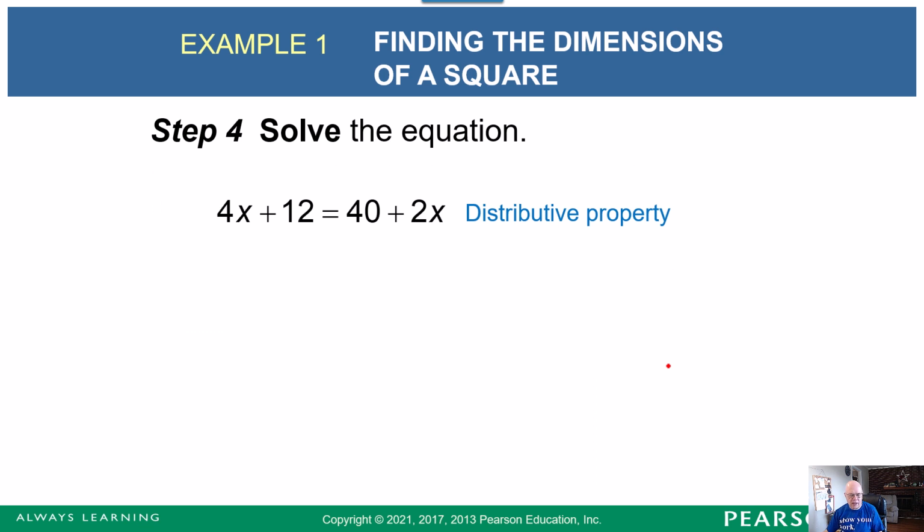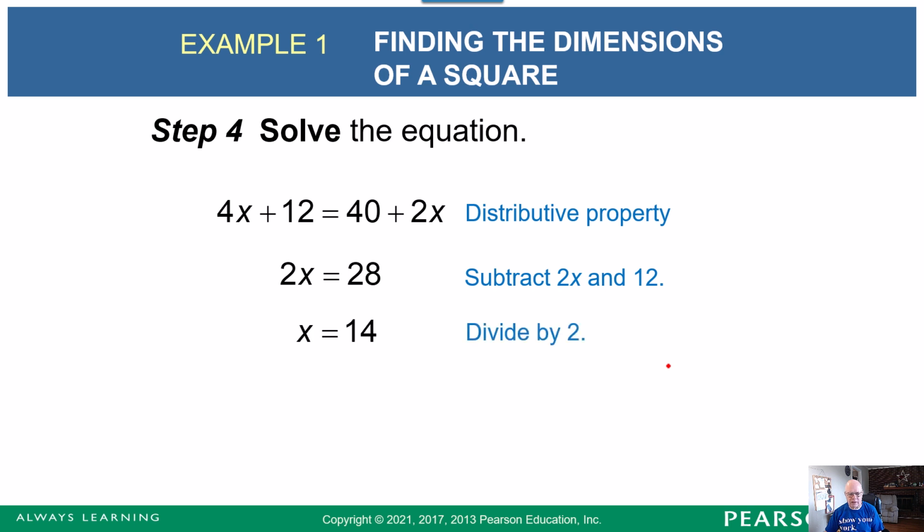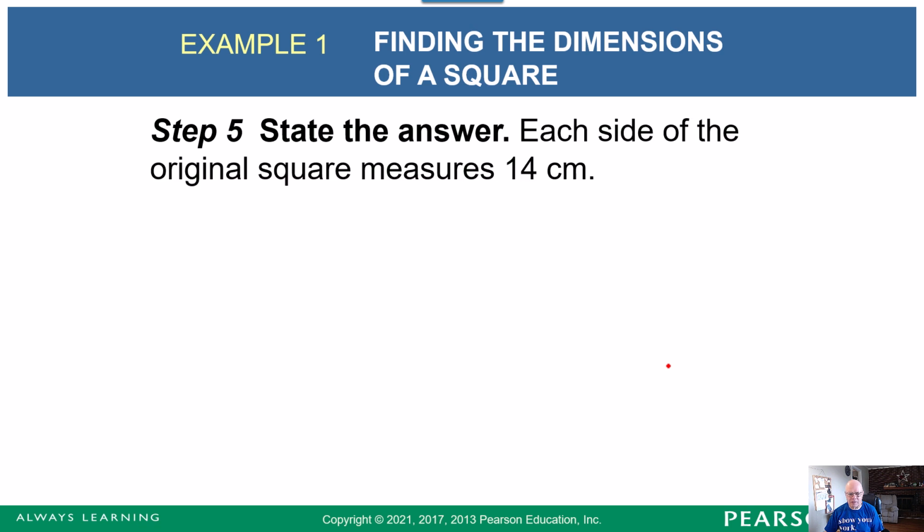Step number 4, the part we've been waiting for, is solve the equation. Get all the x's on one side, all the numbers on the other side, divide by the coefficient of x. The coefficient of x is 2, divide both sides by 2, and there's your 14. Remember what x represents? Well, if at the beginning you wrote down x equals what? x represents the length of the original square. So that's what we've got. And as you made a note of, it'll be in centimeters.